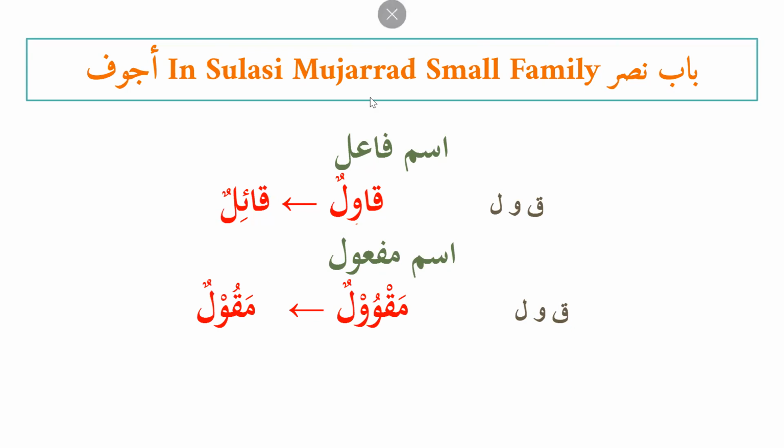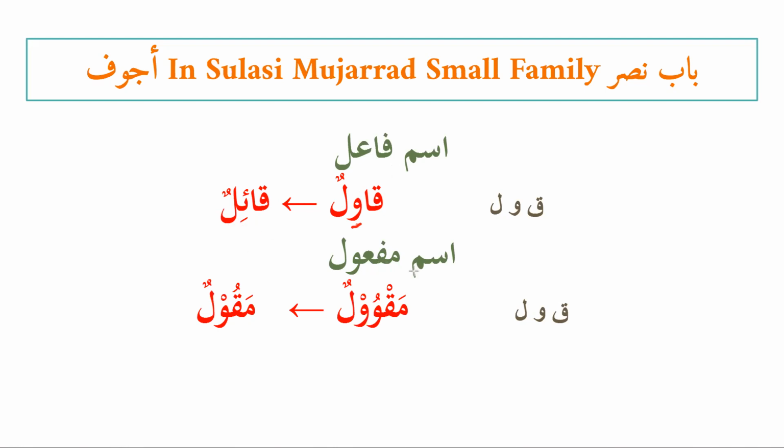If we follow the pattern, it would be qawilun, right? But this waw is a weak letter, so it is replaced with hamza. So we have an irregularity here, that the vowel is replaced with hamza in ism fa'il. So it becomes qa'ilun. So ism fa'il is qa'ilun.